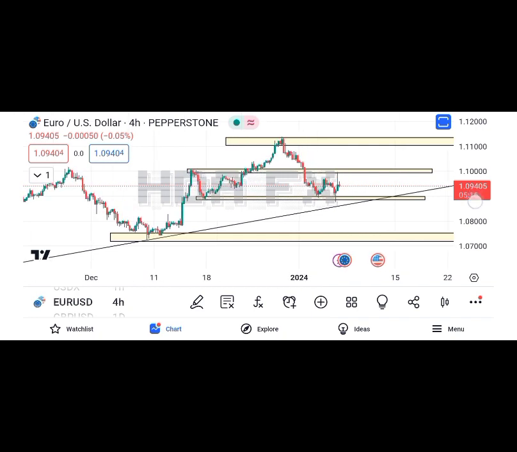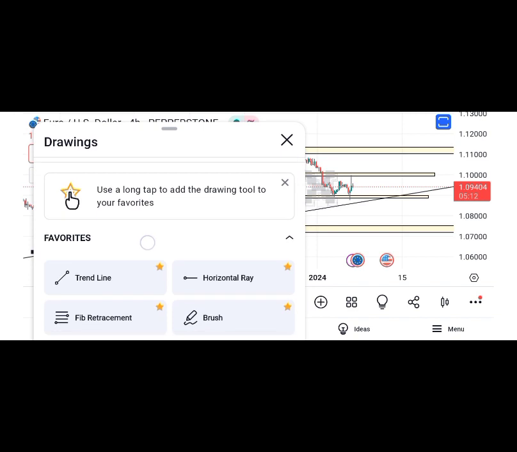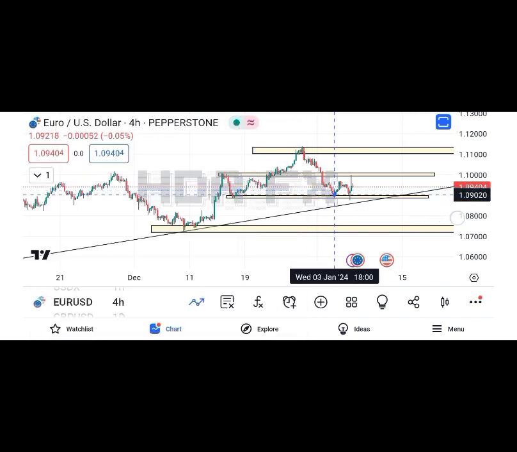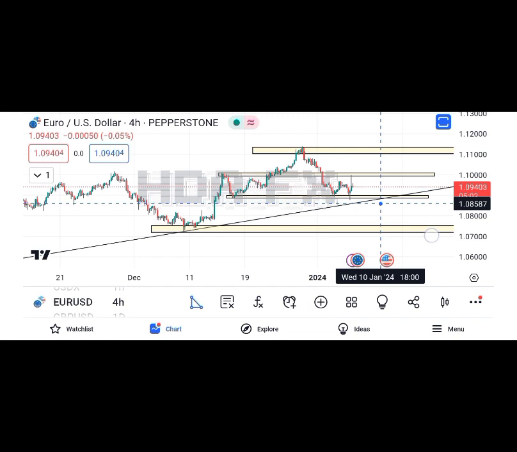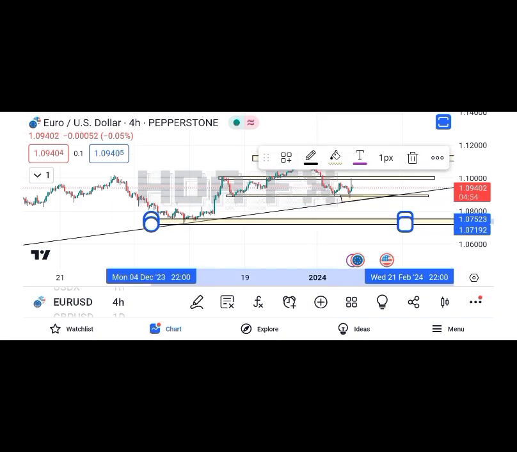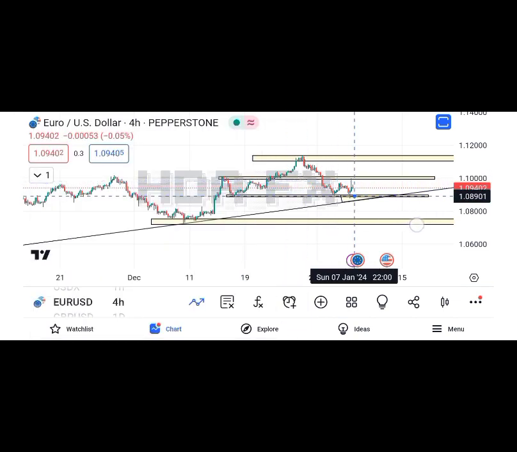EURUSD is bullish, meaning that I'll be looking for buying opportunities in the market. For buying opportunities, I'll be looking at this zone here. I want to see price move down to this area. So let me take my triangle and draw the area beautifully. We have this beautiful zone here. Now I want to see price drop into this zone here.